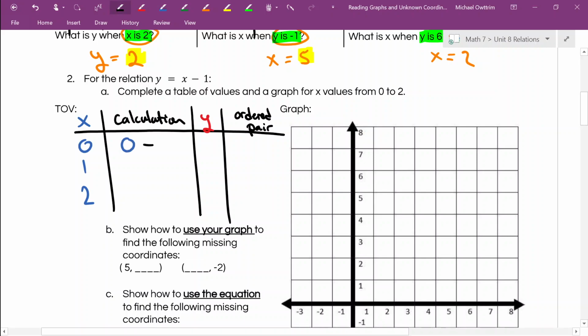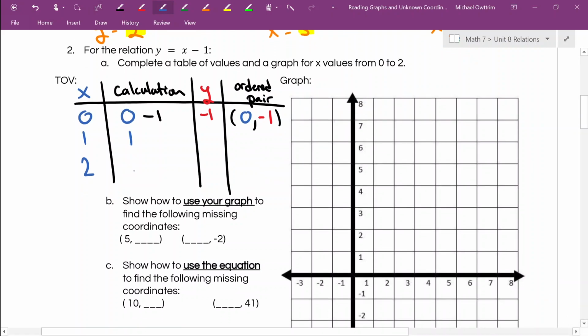So we're going to do 0, subtract 1, gives us a result of minus 1. The ordered pair, x is 0, y is minus 1, with our brackets and our comma. And same thing for our other x points. X is 1 in the second row, x is 2 in the third row. We need to subtract 1 from each of those from the formula. 1 subtract 1 is 0, and 2 subtract 1 is 1. And that gives us our ordered pairs of 1 and 2 for the x values, and 0 and 1 for the y values.